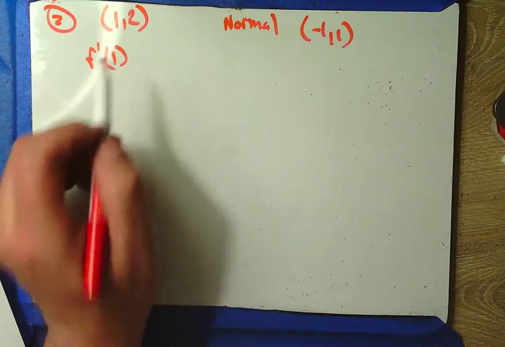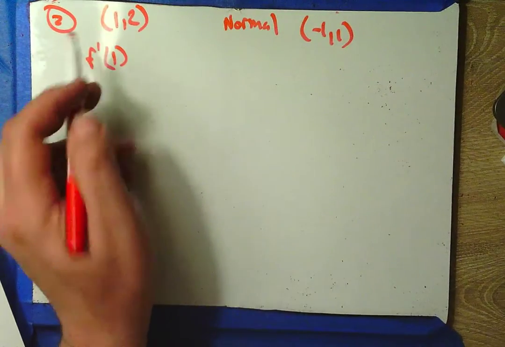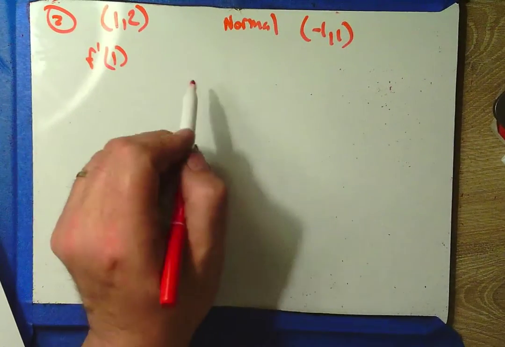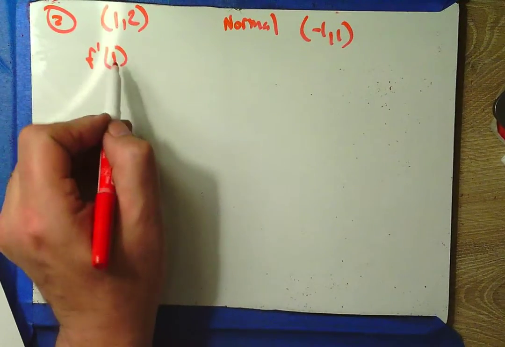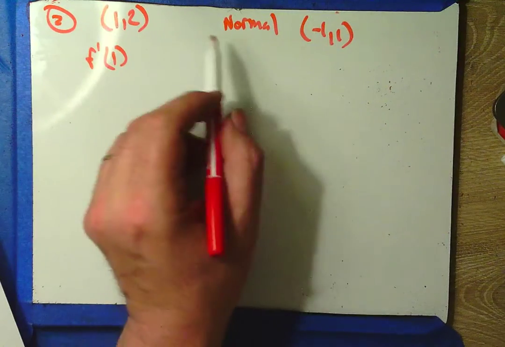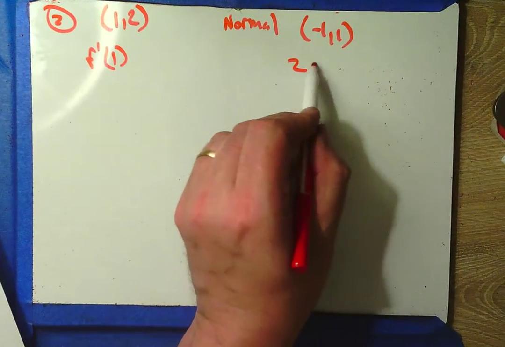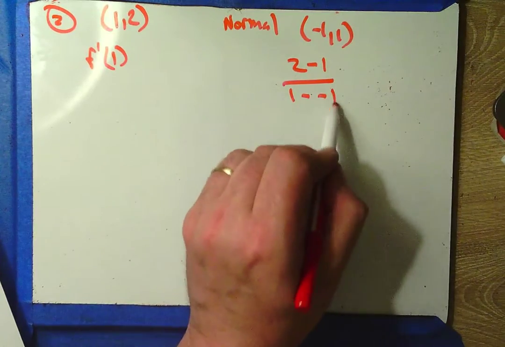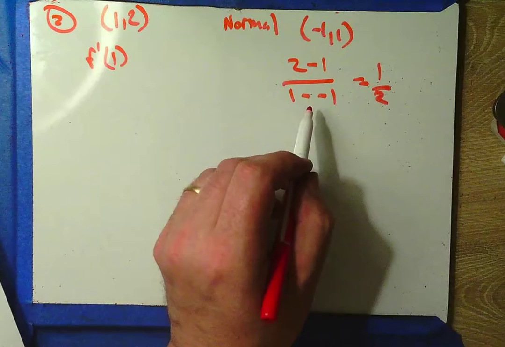Okay, so what's true about the normal? The normal is perpendicular to the tangent line, and the slope of the tangent line and the slope of the curve are the same at the point of tangency. So what is the slope we have here going on the normal? 2 minus 1 over 1 minus negative 1 would be 1 over 2. That's the slope of the normal.